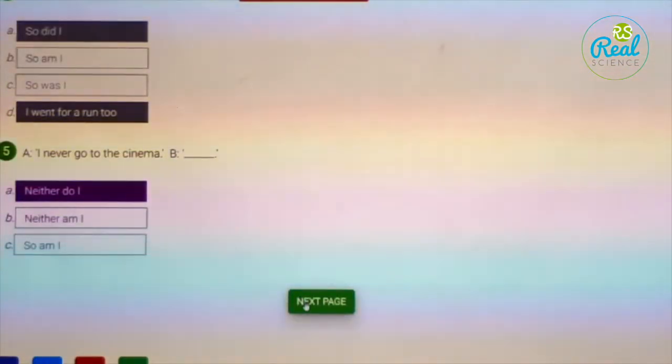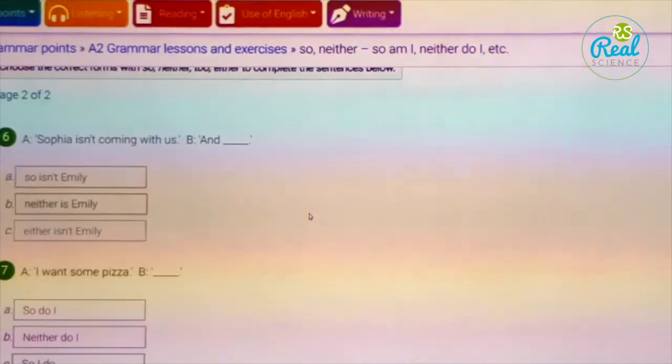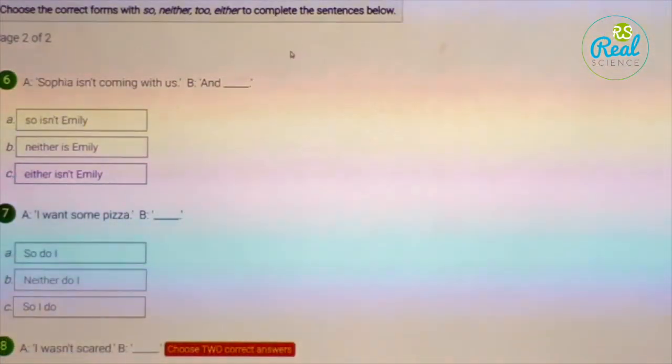Now let's go to the next page. Okay. Sophia isn't coming with us.